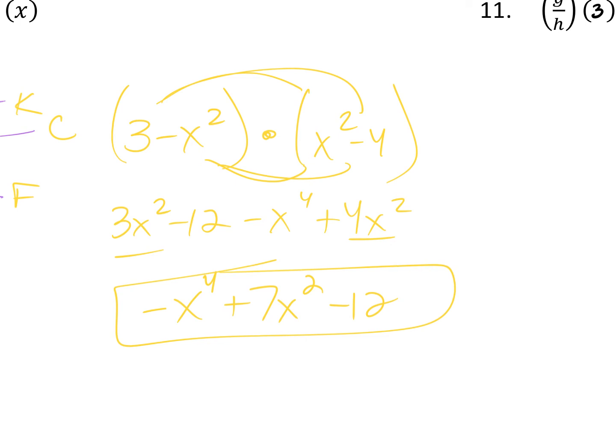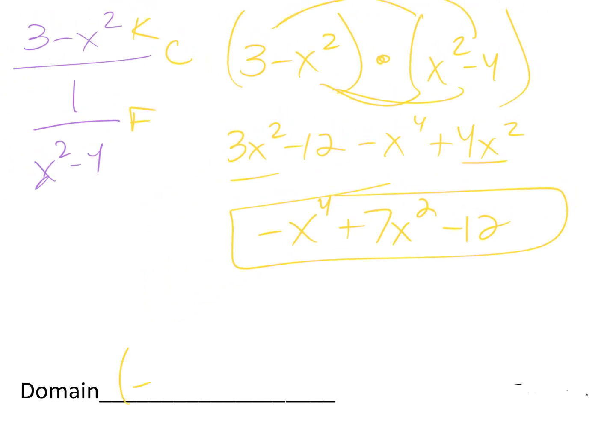Now, what is your domain? It's all real numbers, negative infinity to positive infinity. Why did Camilo know that so easily just by looking at it? We're not breaking any rules. There's no variable in a denominator. There's no variable underneath the square root. And there's no variable in a square root in a denominator.